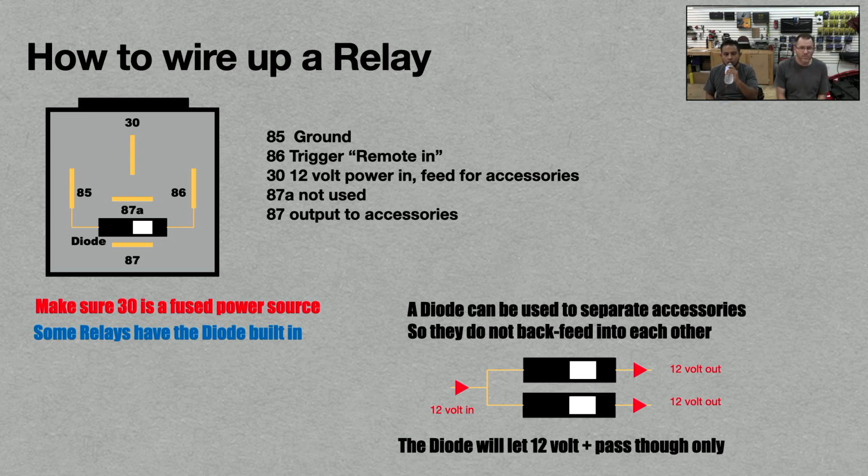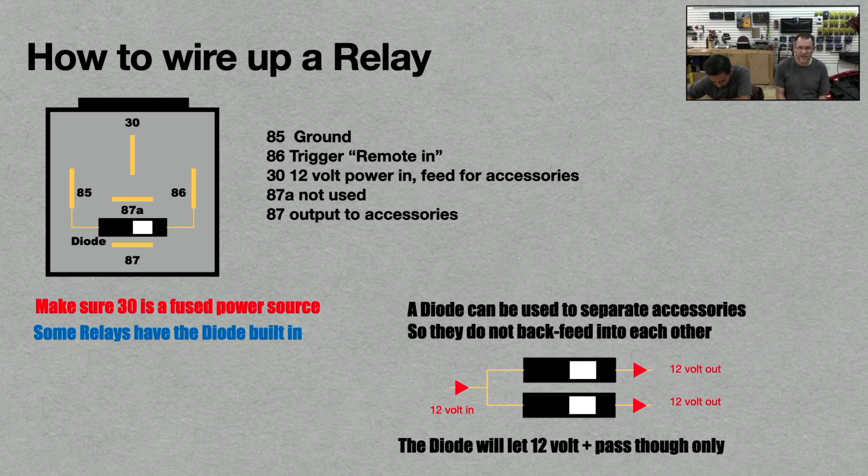Sometimes amplifiers will backfeed into one another. A diode can be used to separate accessories so they do not backfeed into each other. The diagram here at the bottom is showing you your 12 volt in, 2 diodes, and 12 volt out. You will need a diode on everything you are trying to isolate. So if you have 2 amplifiers, you'll use 2 diodes. Don't use just 1 diode because you want to make sure that the amplifier doesn't feed back into anything else. So for every piece of equipment, use this.